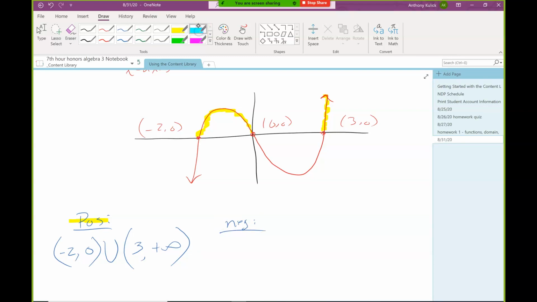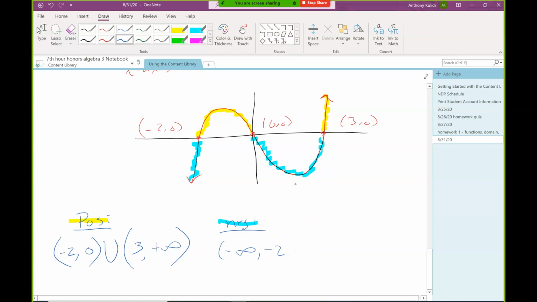Okay. Let's do the negative parts now. How many negative parts do we see? I see 2 as well. I see this part right here, and then I see that part right there. So if I look at the leftmost negative section of the graph, what point does that section begin with? Negative infinity. Good. And it goes until what point? -2, 0, but we only care about the x-coordinate, so we're just going to write down a -2.